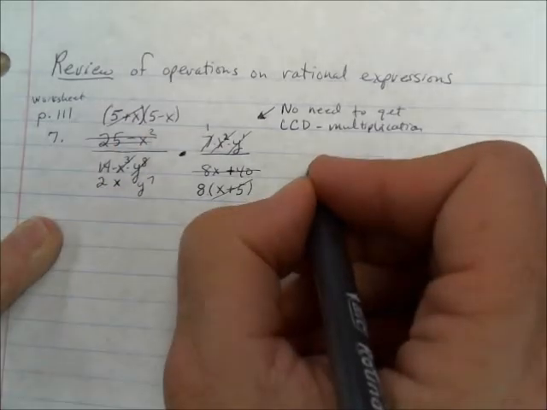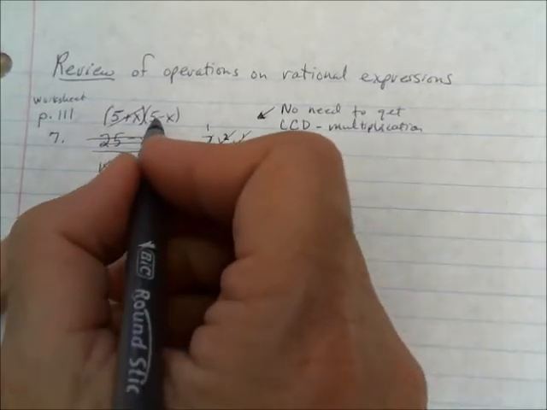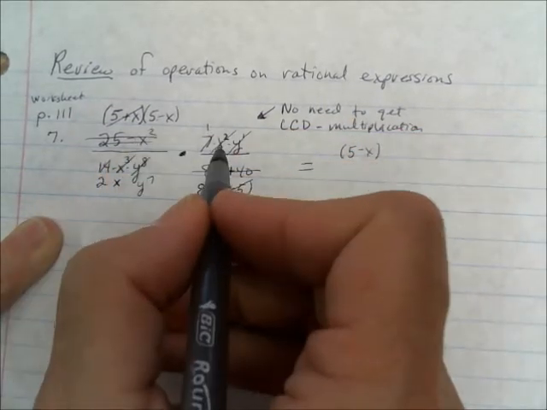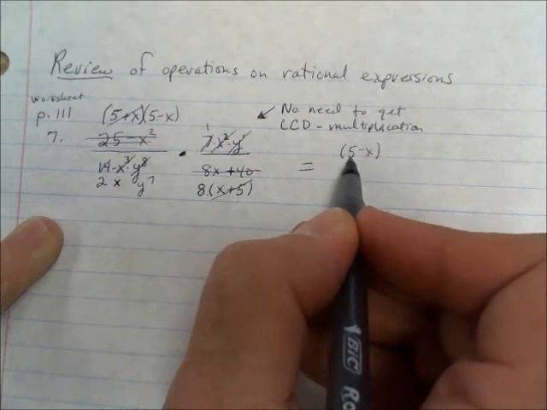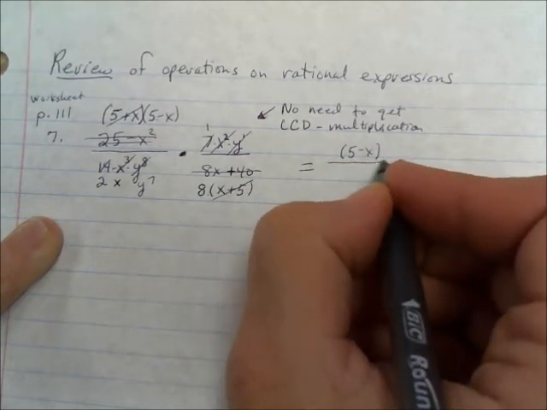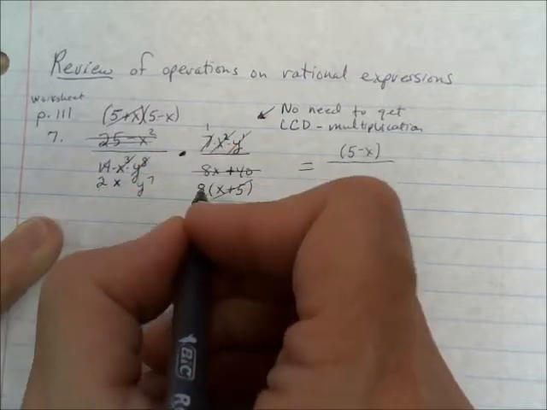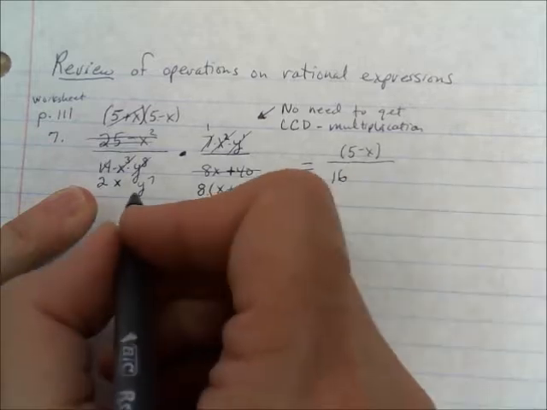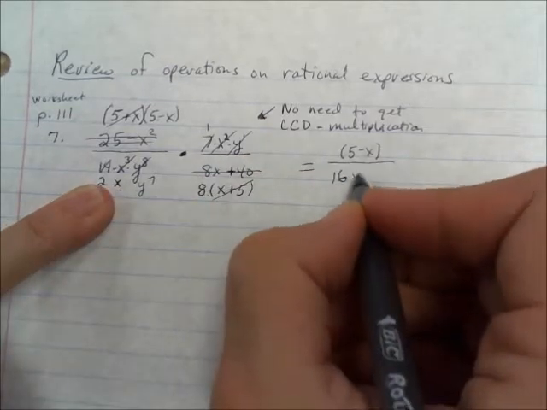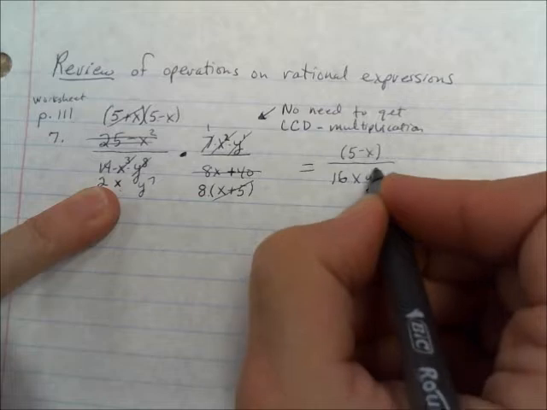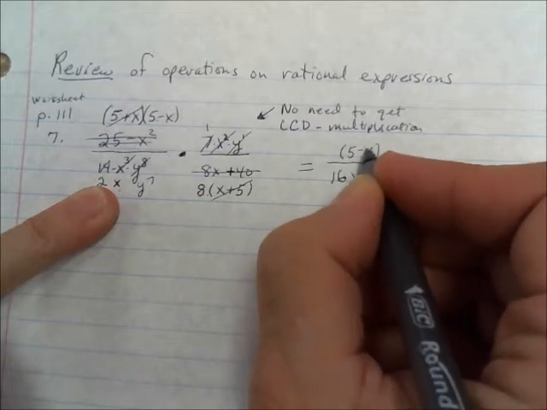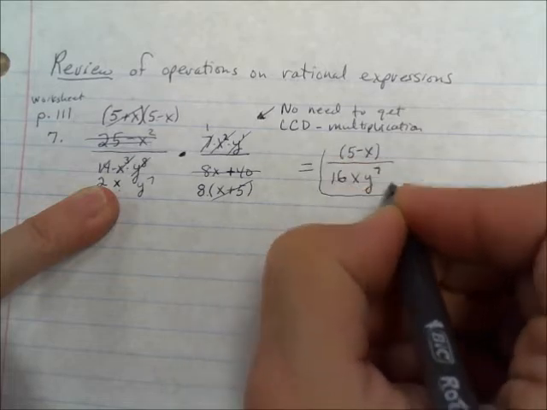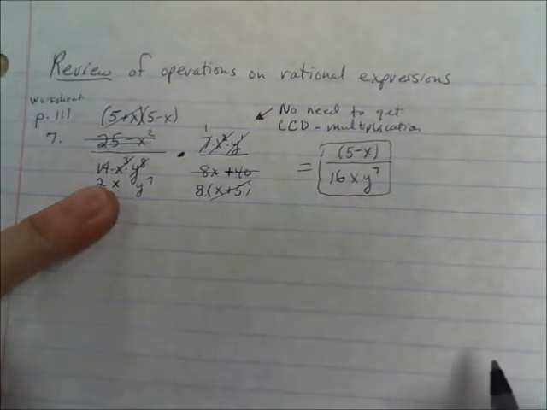Now we're just going to write the final answer. We have a 5 minus x in the numerator here, and you can put parentheses around it, or you don't have to. It's up to you. In the denominator, we have a 2 times an 8. Remember, this is multiplication, so 2 times 8 is 16. We have an x, and we have a y to the 7th, and that's all we can do. We can't cancel this x with that x because this is a term. Terms do not reduce or divide out. So that's the answer to question number 7.